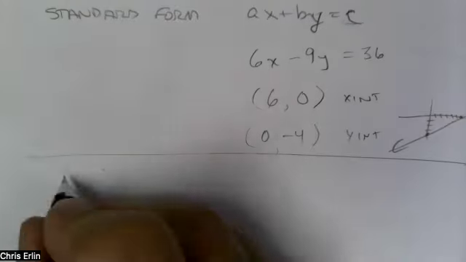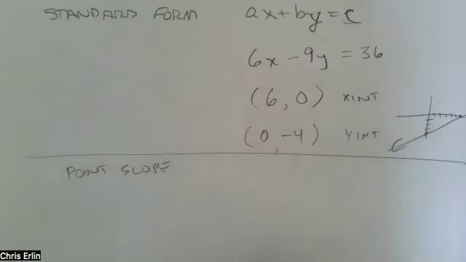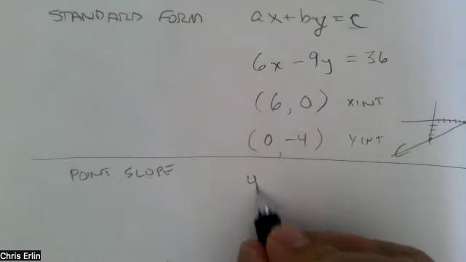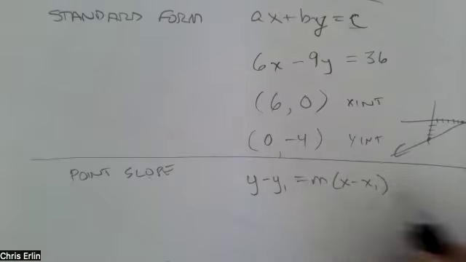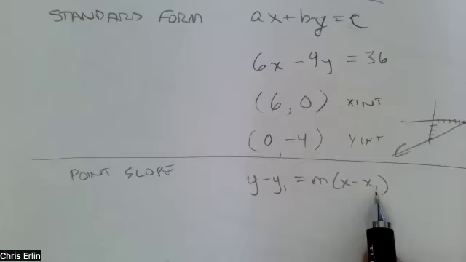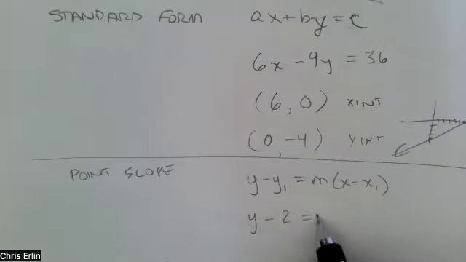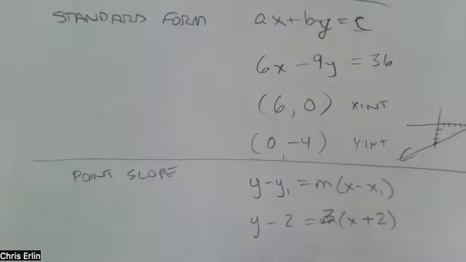The third form is called point slope. Great. And that's of the form y minus y1 equals m times x minus x1, where y1 and x1 are components of a single point that you know exists on the graph. So for example, y minus 2 equals 3 times x plus 2.